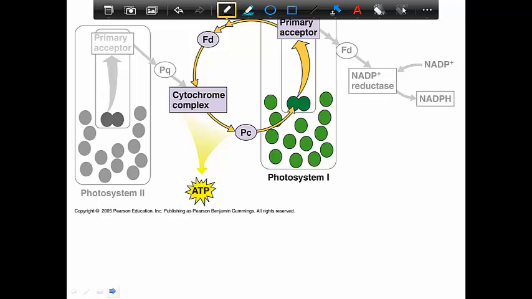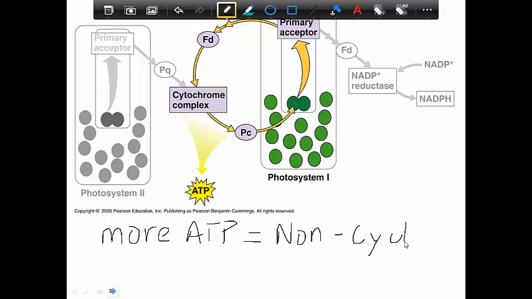What can happen to make more ATP, remember this is the whole reason we're talking about this, is we need more ATP made, because there's 9 ATP needed in the Calvin cycle versus 6 NADPH. What we do to make more ATP in the light reactions is to go through what's called non-cyclic electron flow.